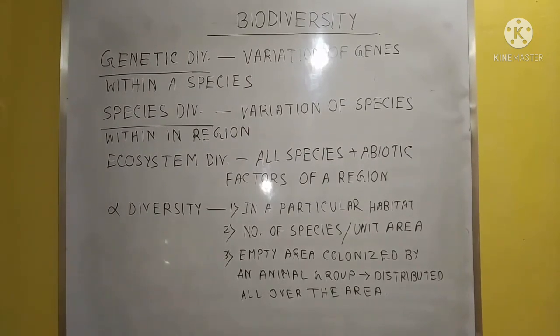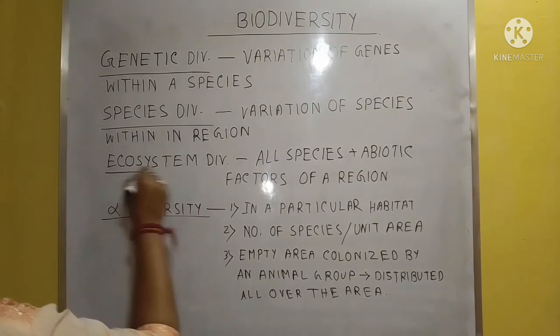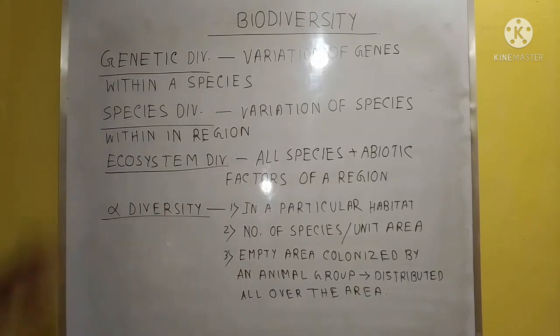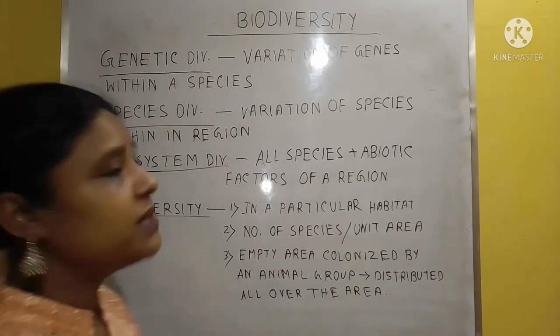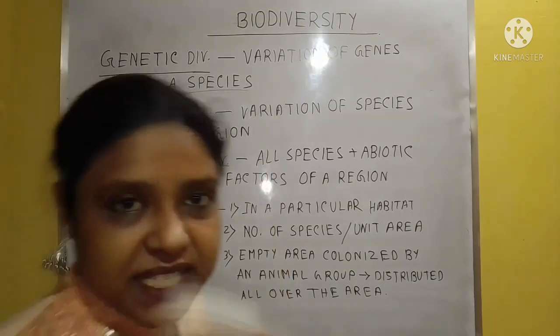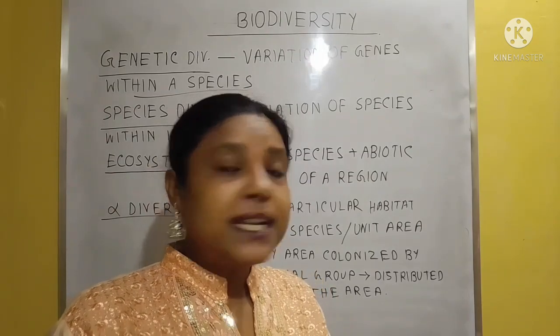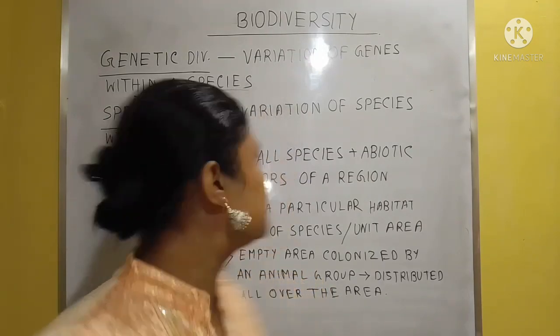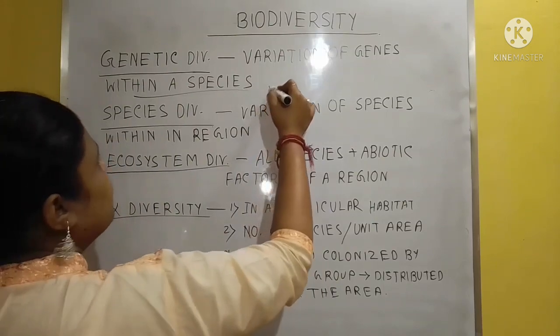Now we read about genetic diversity, species diversity, alpha diversity and ecosystem diversity. What is genetic diversity? Genetic diversity means the variations of the genes in the species. Within a species, there is variability of the genes; different kinds of genetic variations we can see in a species. Okay, this is the first one.